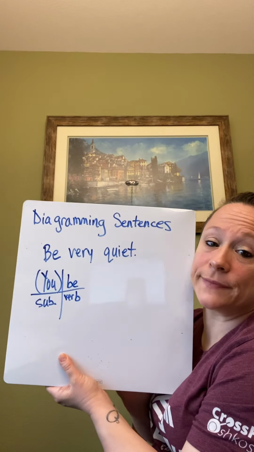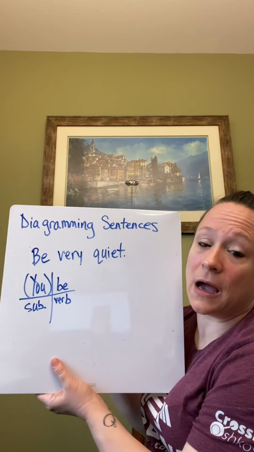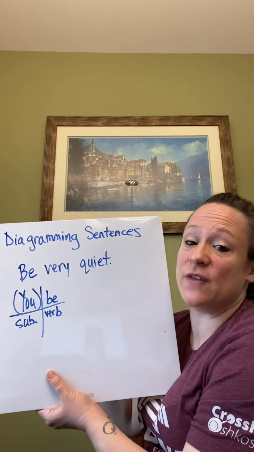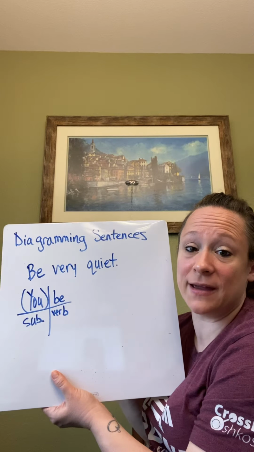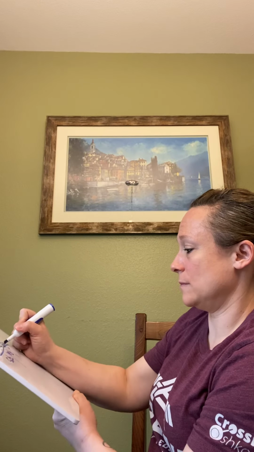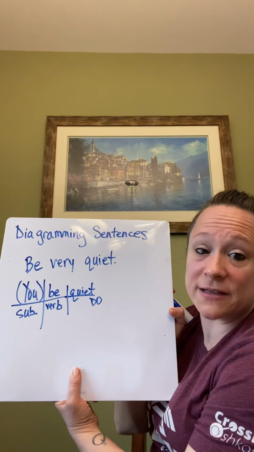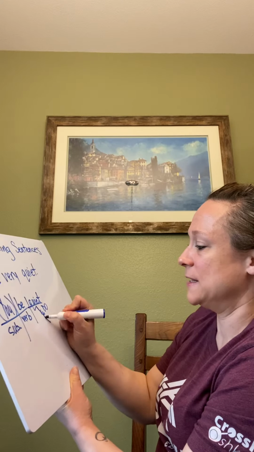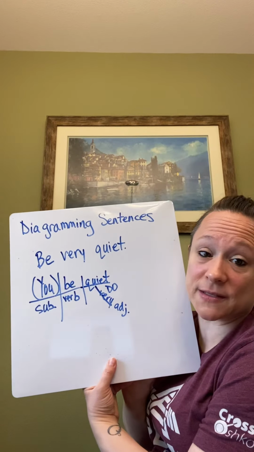Okay, now this is tricky here because quietly, how she was quietly, but that's not how the sentence is written. Be very quiet. Quiet is the what, be what, okay? So that's a direct object. And then very is describing quiet, so that's an adjective. So we take a line down off of quiet and we write very as our adjective. So there is no adverb in this sentence.